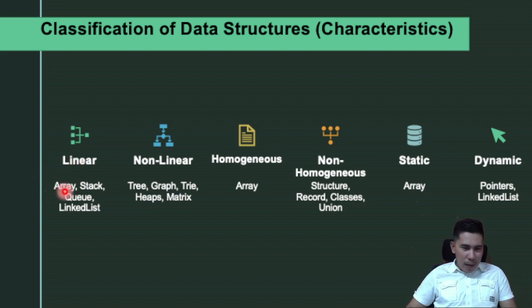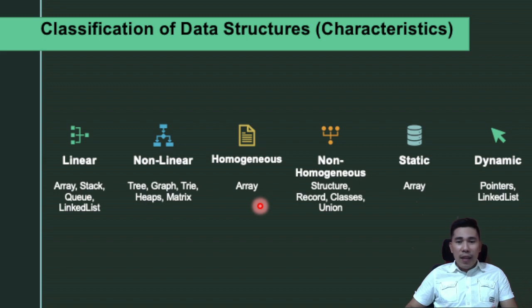Examples of it are arrays, stack, queue, and linked list, which will also be discussed in the next chapter. And then we have nonlinear: tree, graph, heaps, and matrix. So in nonlinear data structures, the items or the data are not arranged in sequence or in order, unlike the ordered linear structures.